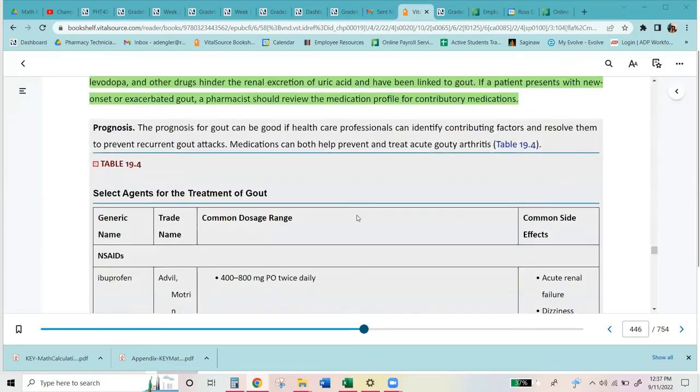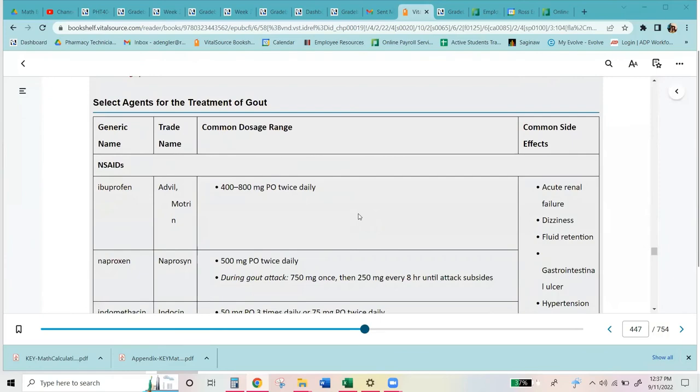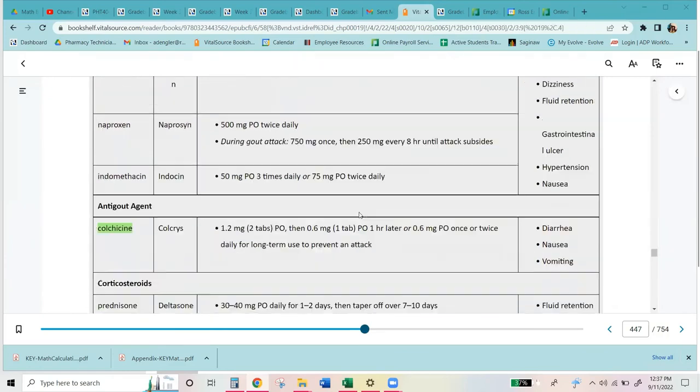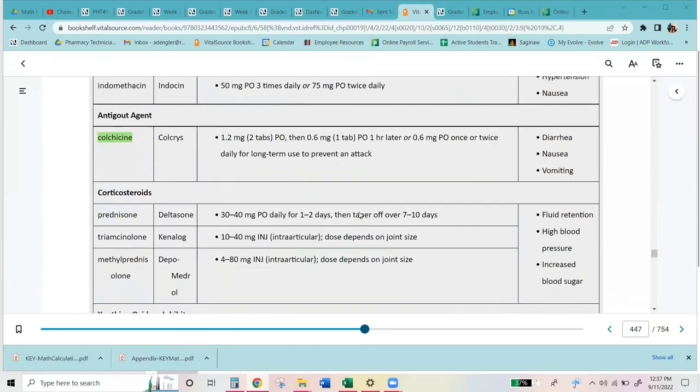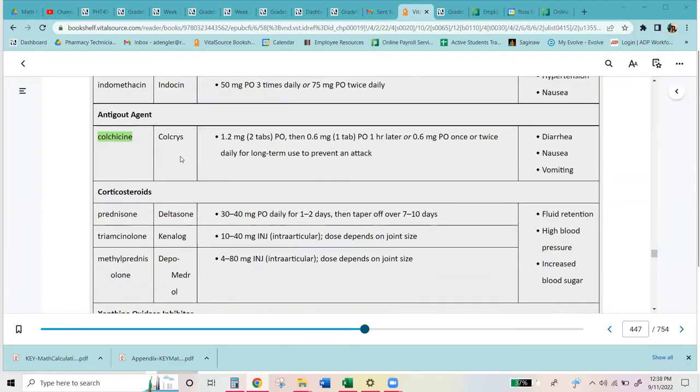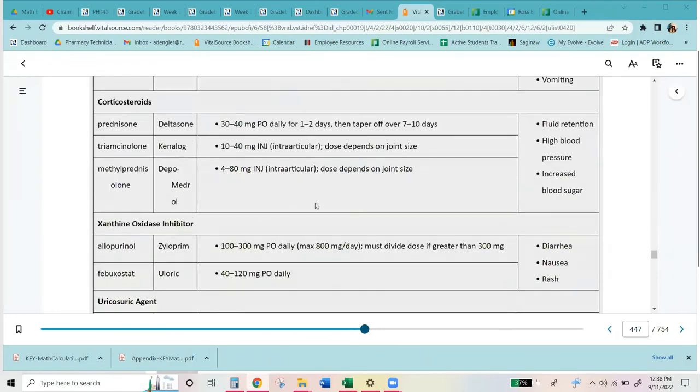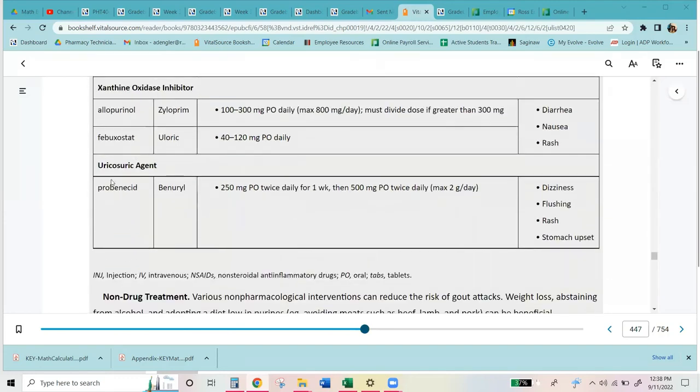contributory medications. So for gout, we use NSAIDs. We have the anti-gout agent colchicine. We use corticosteroids, and we have xanthine oxidase inhibitors like Zyloprim and Uloric. And we have a uricosuric agent, Benemid.